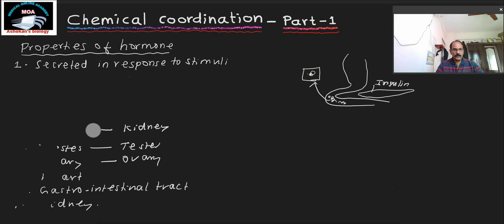So hormones are produced in response to the stimuli. That is the first point. Okay. The next, second point, that is the second character, the rate of secretion.